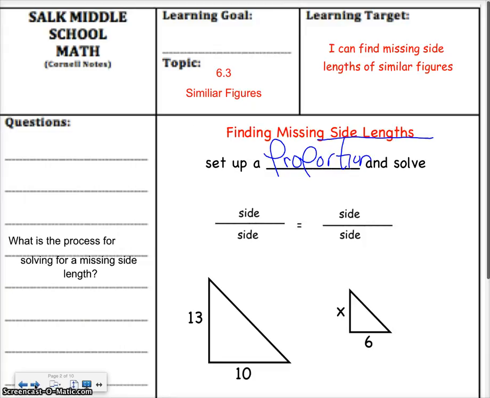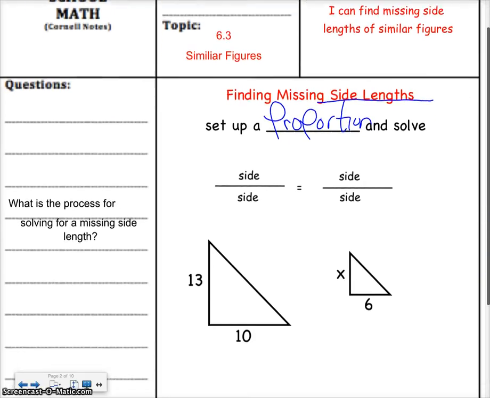How you set it up, go side is to side as side is to side. You choose how you want to set it up. There's so many right ways to do it. You could also do big is to small as big is to small. Doesn't matter. You could do small is to the big one as small is to the big one. It doesn't matter. What matters is that when you make that decision how you're going to compare, you continue doing that for the next one.